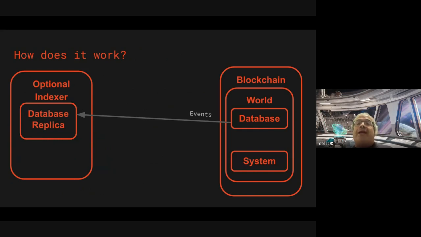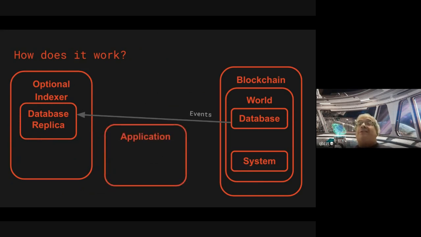So you have your database. Whenever anything changes, the database emits events, and you can have an optional indexer, you will see why you might want that in a moment, that includes a replica of that database.